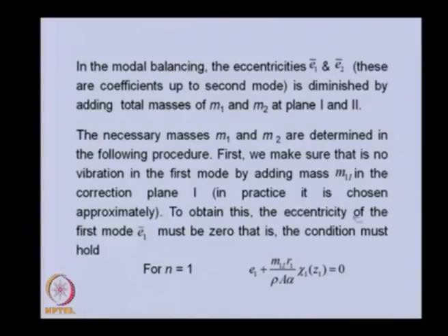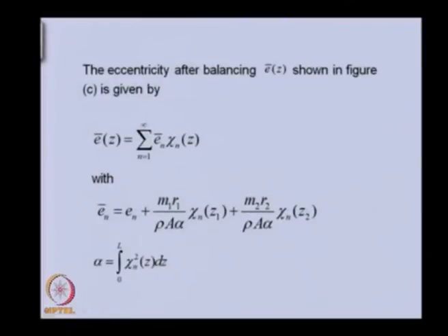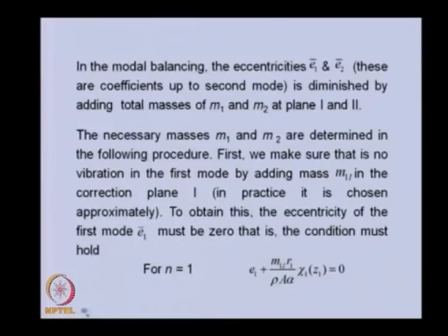To obtain this, the eccentricity of the first mode E1 must be 0, that is the condition. This following condition must be satisfied. That means for n equal to 1, the previous expression, E1 bar should be 0 because we want to balance the first mode, and here E1 and other terms are there.